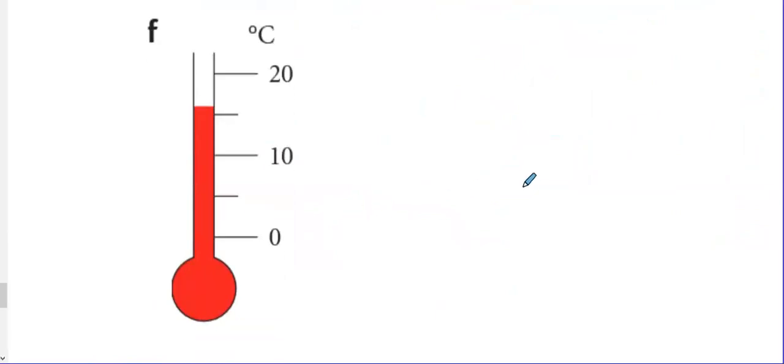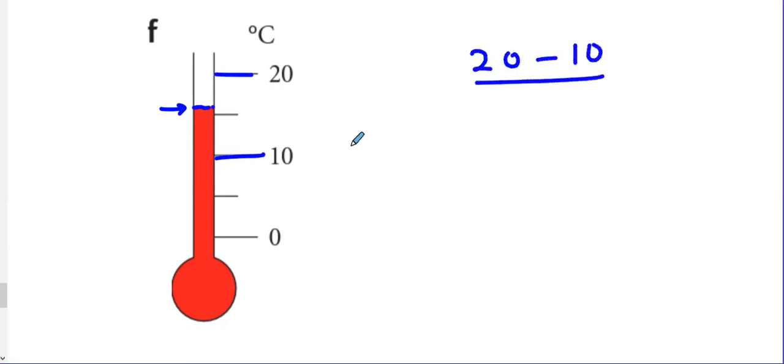Oh, this is something like a thermometer. We have to read this level of the temperature. How do we do that? This level is between 10 and 20. So you're going to take 20 minus 10, the answer you get divided by how many lines between 10 and 20. This 10 is counted as 0, 1, 2. So from 10 to 20, I can see only 2 lines.